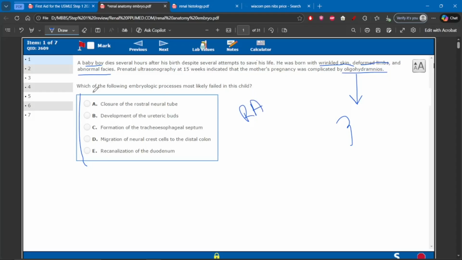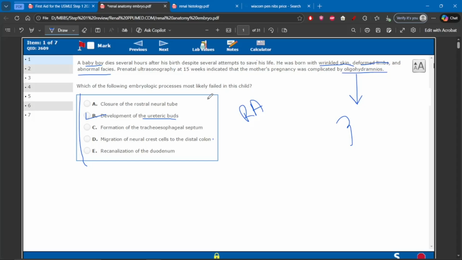Now, which option is signaling towards renal agenesis? Which option is signaling towards renal agenesis? So, I'll give you some time to think, pause the video, think about it, and I hope that now you have an answer. Option B is the process that if it fails to develop, the ureteric buds fail to develop, then there would be deficient formation of the kidney.